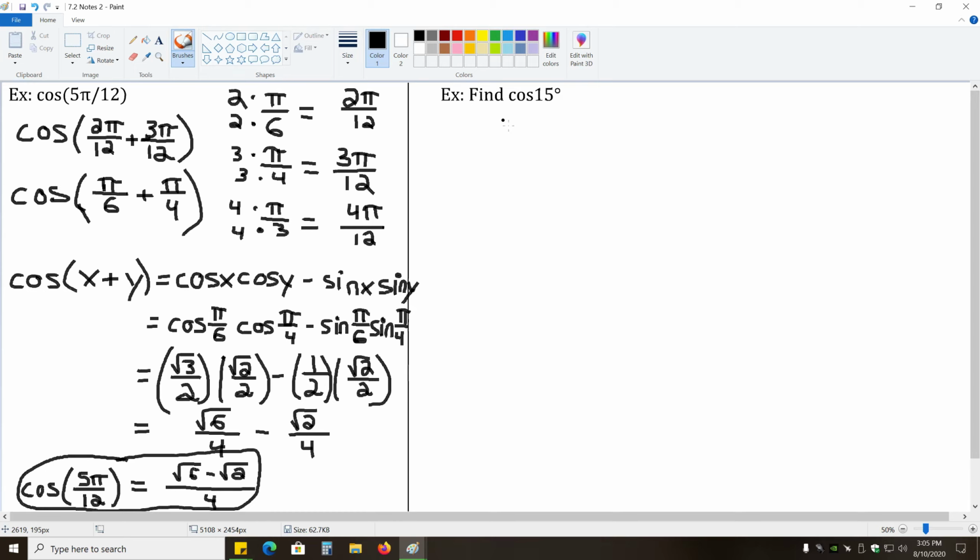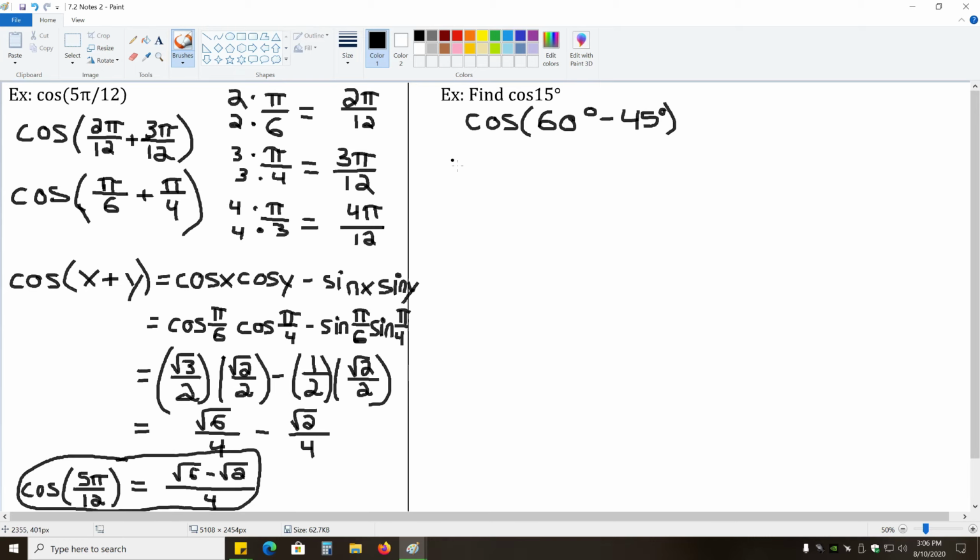Okay, so now with that in mind, I want you to take a moment, pause the video, and see if you can find the exact value for cosine of 15 degrees. Okay, so trying this together, we can rewrite 15 degrees two different ways. The first way is we could rewrite this as cosine of 60 degrees minus 45 degrees. Or you could rewrite it as cosine of 45 degrees minus 30 degrees. Either way is perfectly okay and will result in the correct value.